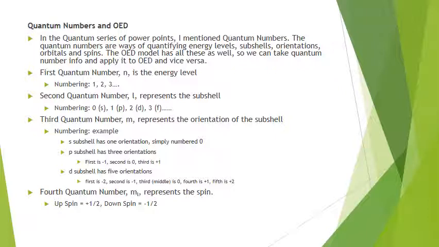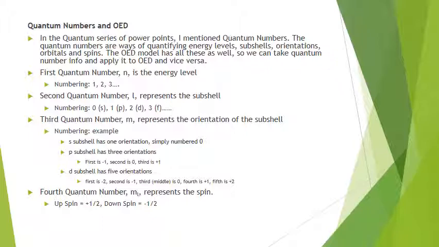So the first thing is quantum numbers and orbital energy diagram. In the quantum series of PowerPoints, I think it was the third one, I mentioned quantum numbers when Bohr came up with his model. And quantum numbers are ways of quantifying energy levels, subshells, orientations, orbits, and spins. The OED model has these as well. So we can take the quantum number info and apply it to the OED and vice versa. So let's go back and look at what quantum numbers are.